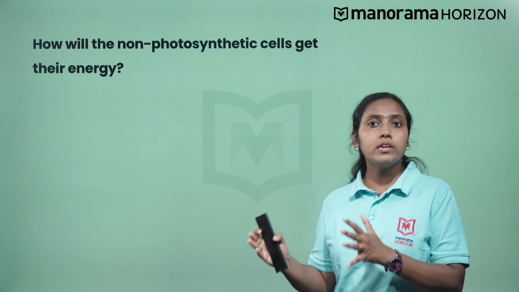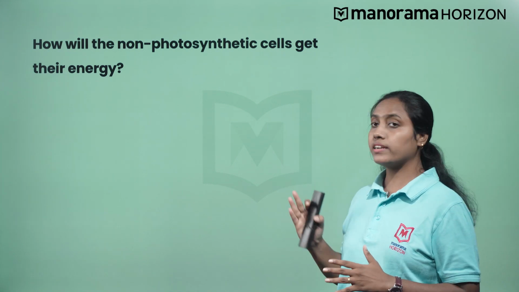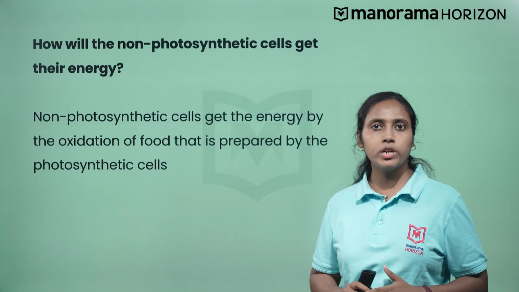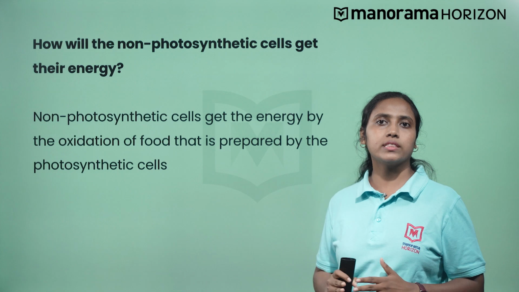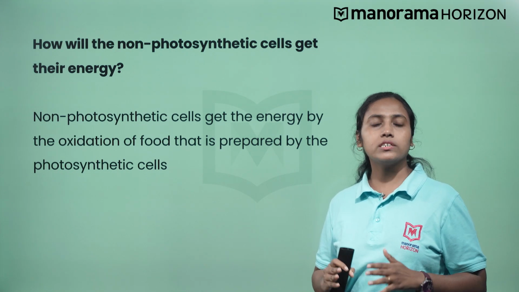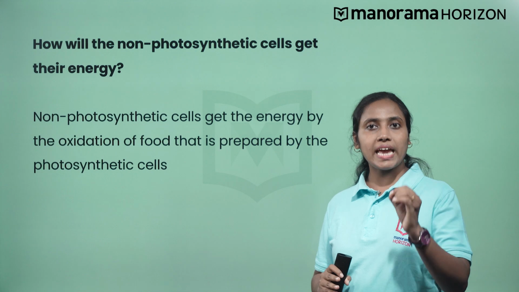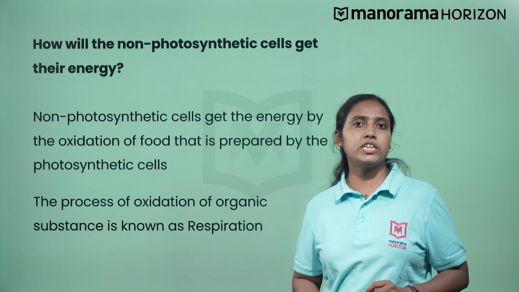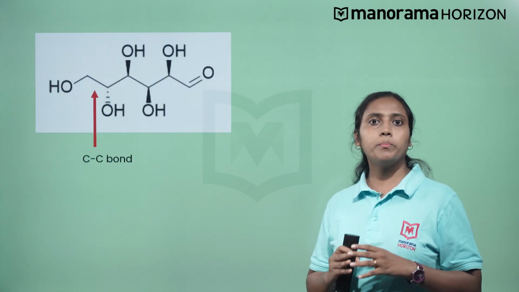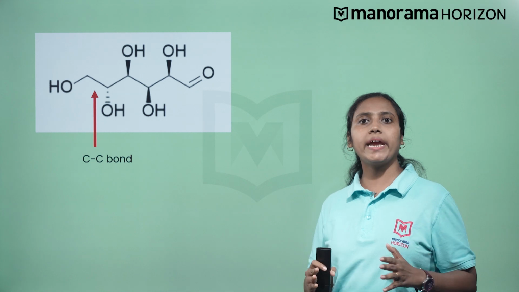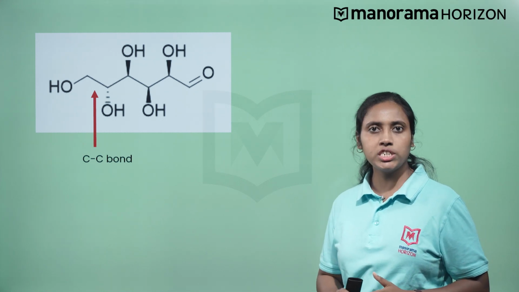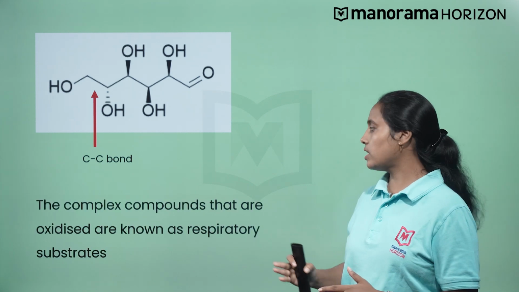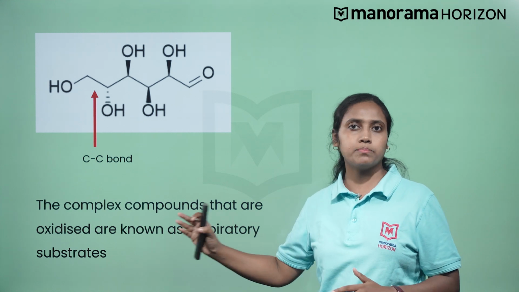So, how will the non-photosynthetic cells get their energy? They get the energy by the oxidation of food that is prepared by the photosynthetic cells. And we know that the oxidation of food to release energy is known as respiration. During respiration, the carbon-carbon bonds between the complex compounds break by the process of oxidation inside the cell. The complex compounds that are oxidized are known as respiratory substrates.